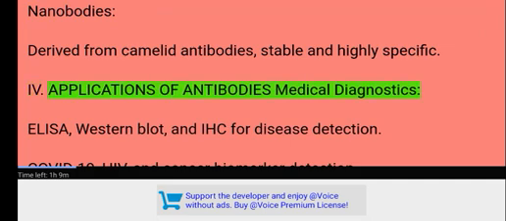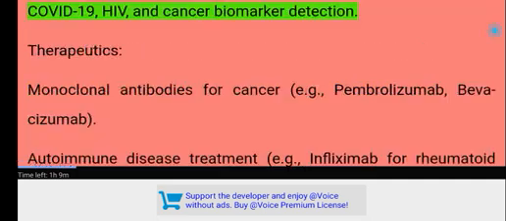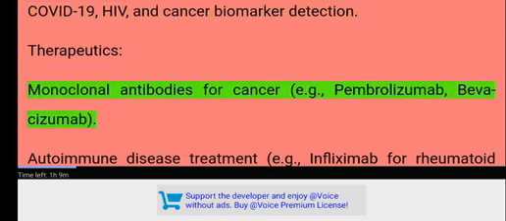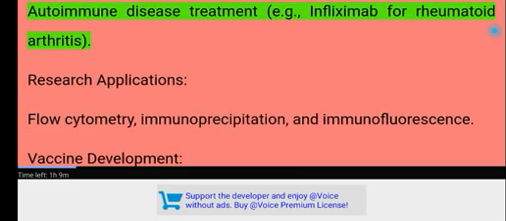IV. Applications of antibodies. Medical diagnostics. ELISA, Western blot, and IHC for disease detection. COVID-19, HIV, and cancer biomarker detection. Therapeutics. Monoclonal antibodies for cancer, e.g., pembrolizumab, bevacizumab. Autoimmune disease treatment, e.g., infliximab for rheumatoid arthritis.